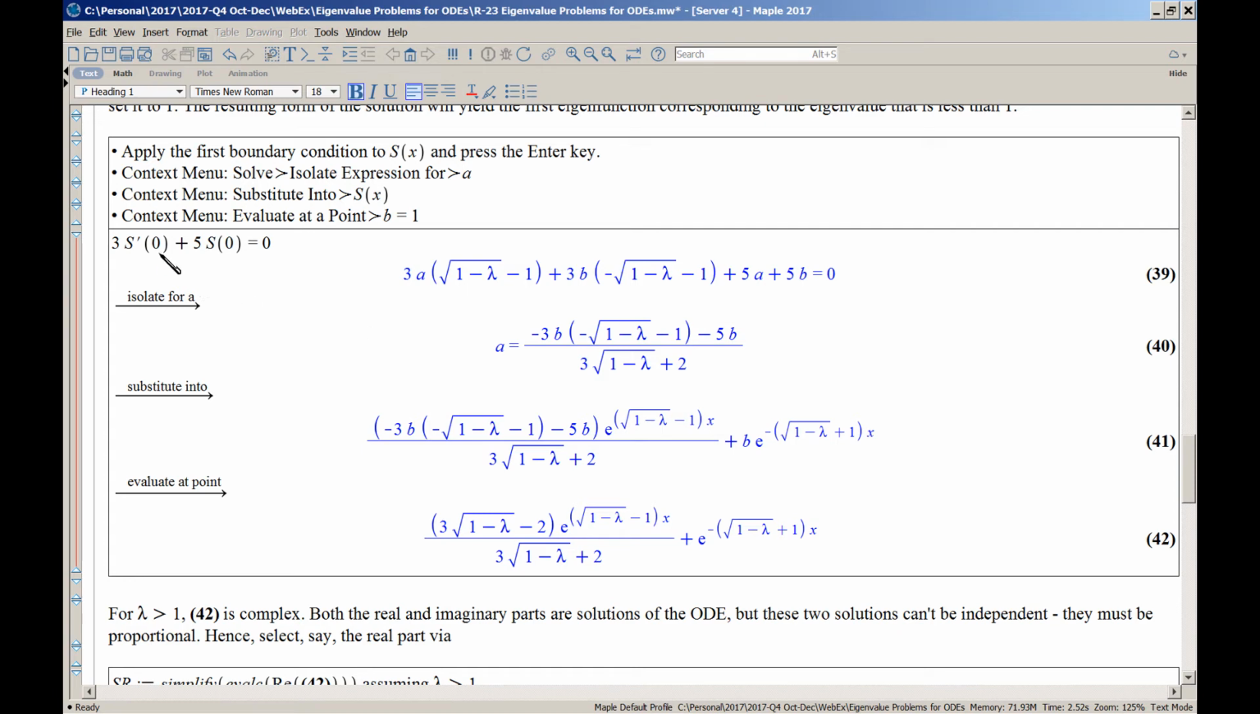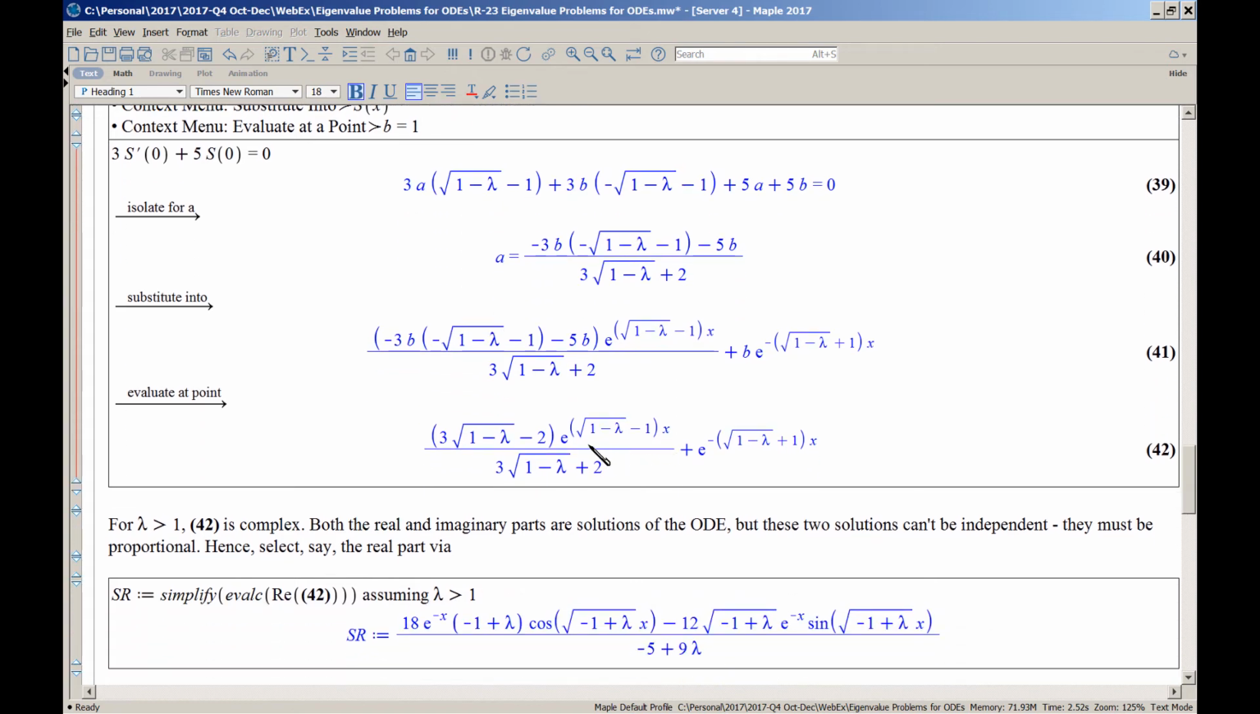So I said, okay, let me take the first boundary condition and apply it. There's an a and a b. I isolated the a, and I took that and put it into the expression, the general solution. It looks like this. Now I said b is a multiplier, because the eigenfunctions are determined up to an arbitrary multiple. Why don't I just set that b equal to 1, is what I did.